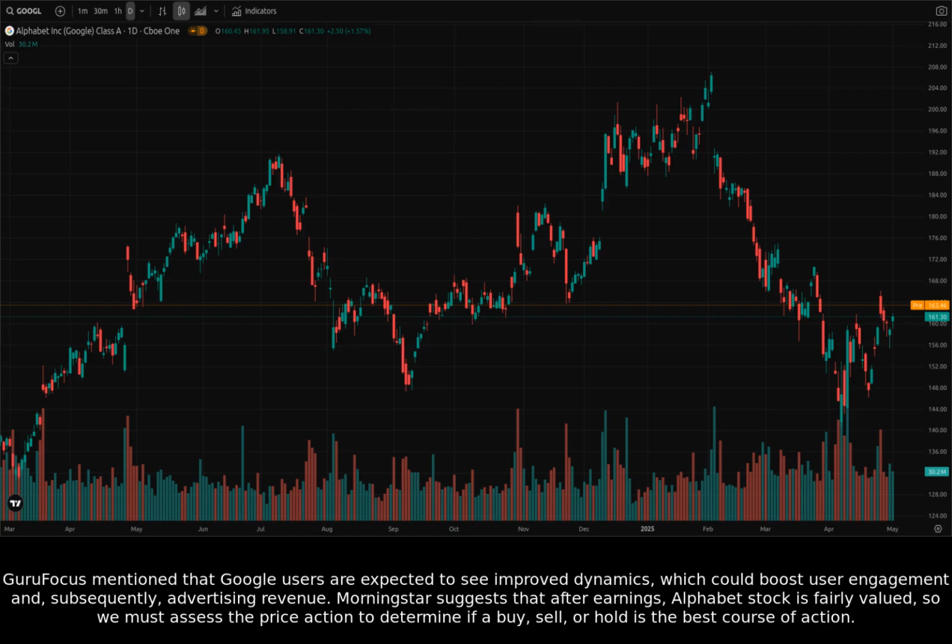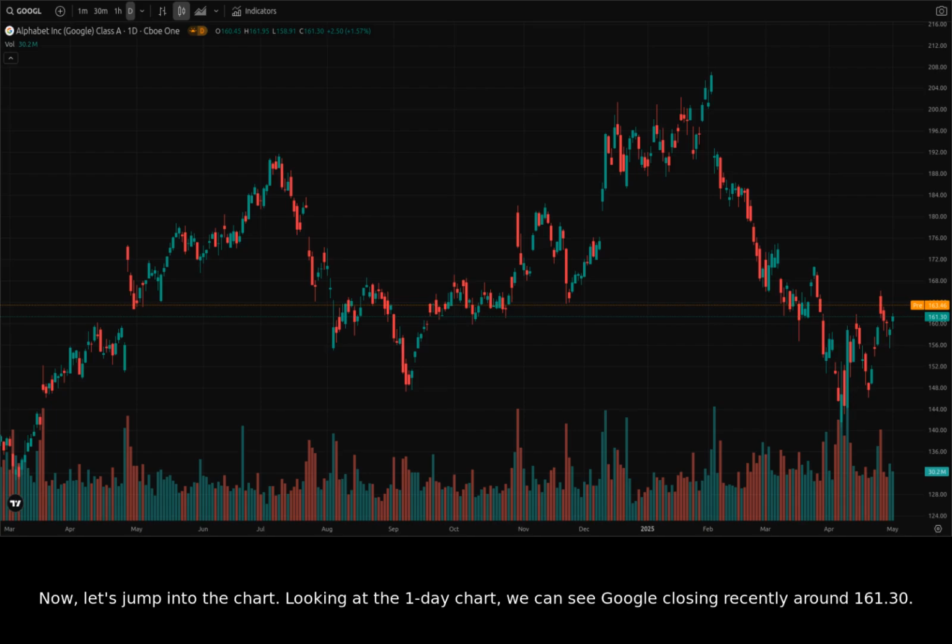Guru Focus mentioned that Google users are expected to see improved dynamics, which could boost user engagement and, subsequently, advertising revenue. Morningstar suggests that after earnings, Alphabet stock is fairly valued, so we must assess the price action to determine if a buy, sell, or hold is the best course of action. Now, let's jump into the chart.